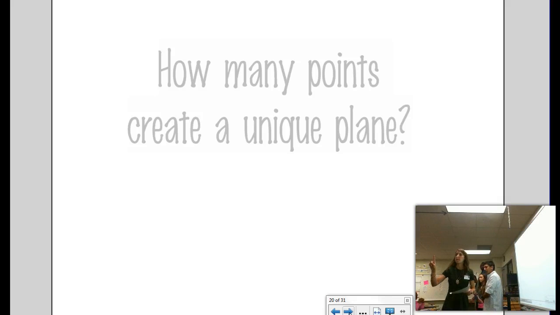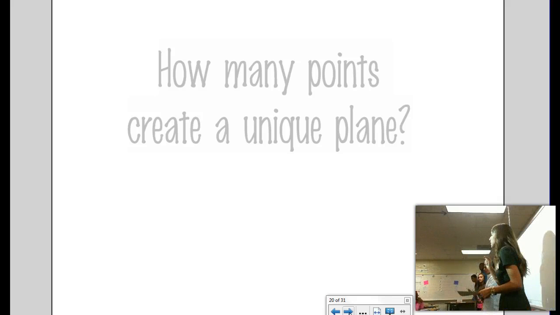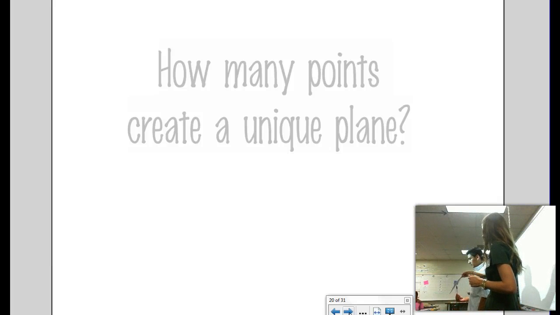We're going to start with 1. We're going to see if 1 point would define a plane. So come stand right here. Here's the plane. You're the point, okay? All right. How many planes could I put through this point? Infinite. I could put an infinite number of planes and definitely go through that point. I could sit here all day and twist this and show you all different planes. So 1 is not going to cut it.